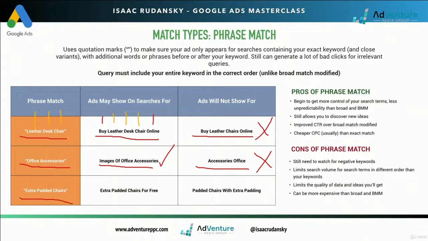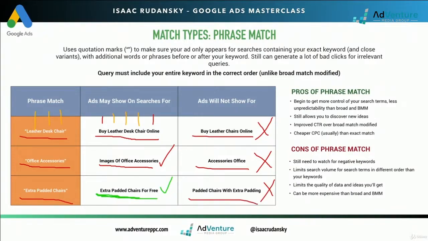Extra padded chairs, enclosed in quotation marks, is a phrase match keyword. Extra padded chairs for free, that's good to go, because even though for free is probably not a search term that I want to bid on, since somebody's clearly looking not to pay me, it's still going by the rules of phrase match because extra padded chairs is in that search term in the correct order with all the words. Padded chairs with extra padding will not show because while it has all the right terms, it has extra padded in chairs, so it's again not in the appropriate order.